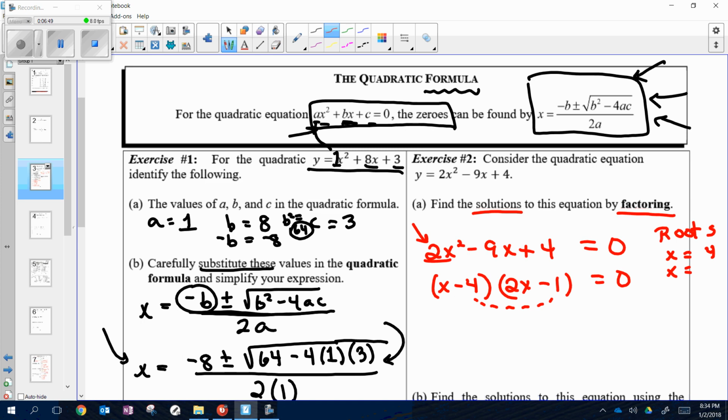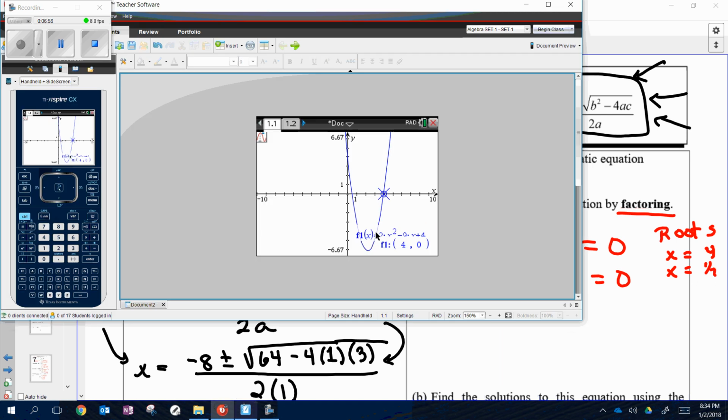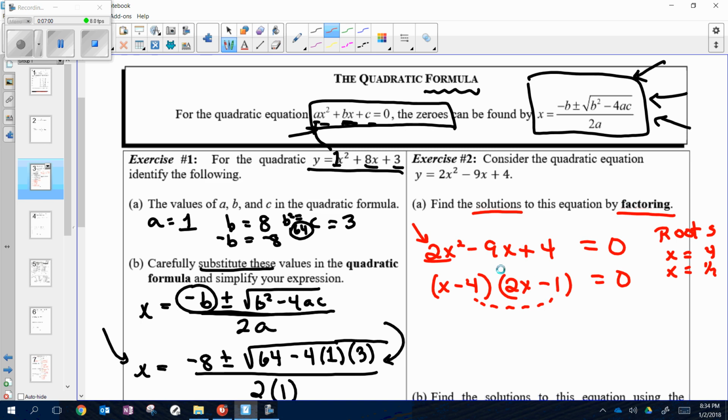If you had looked at the other root, it was actually at 1/2, I believe. Let me just look back. Yep, 1/2 was my other root. So there's where my other factor comes from. But anyways, set your factors equal to 0.